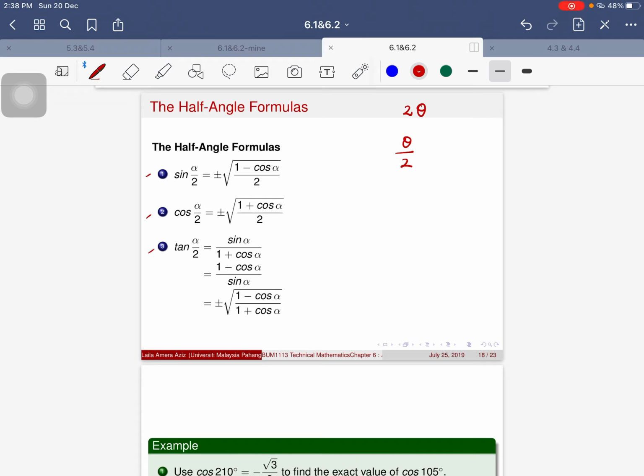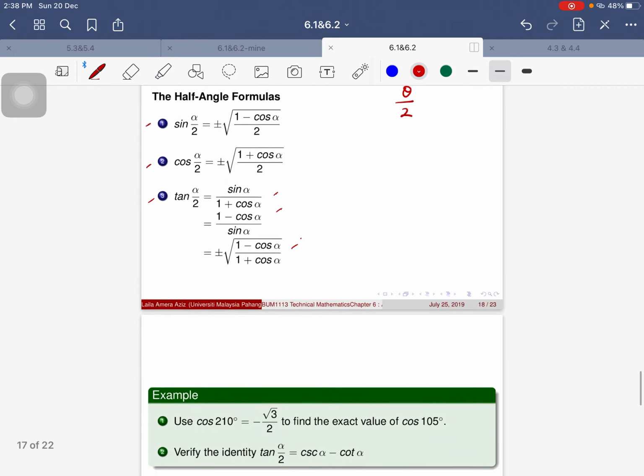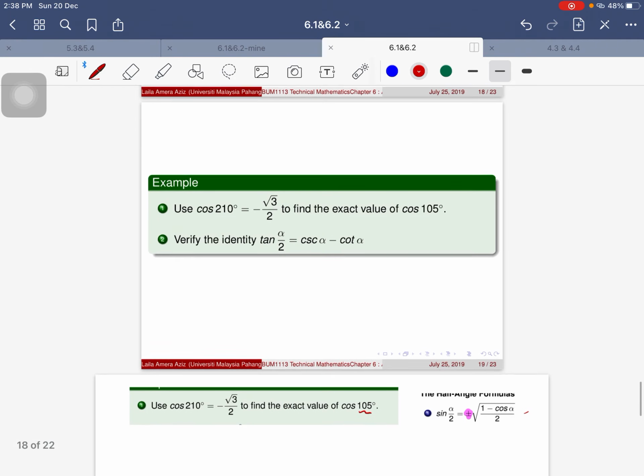You can have a different property for sine, cos, and also tangent. And tangent is a bit special for this case. So we have three different forms of tangent alpha over 2. And as we have seen for cos 2 theta previously, you can pick any one of these forms, according to what suits the problem that you're trying to solve.